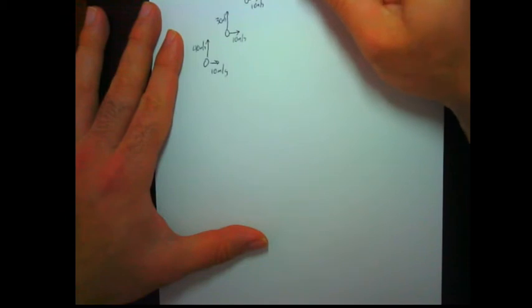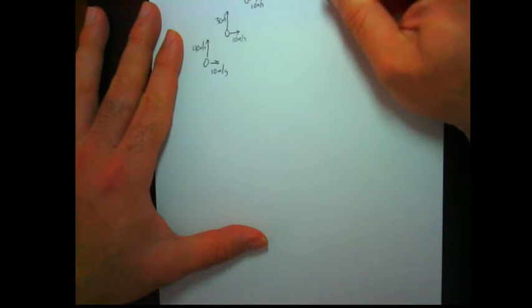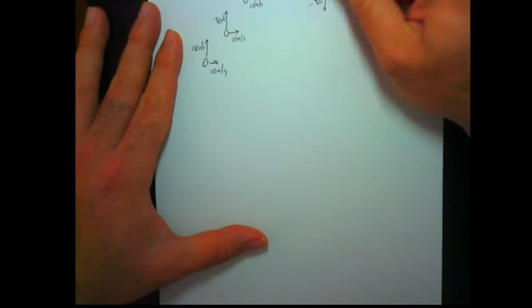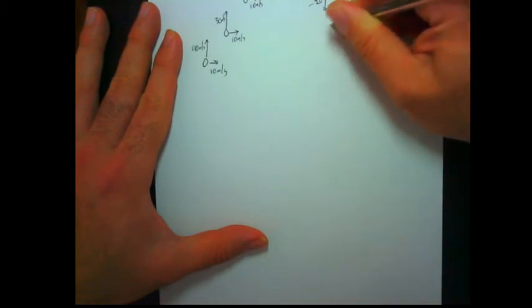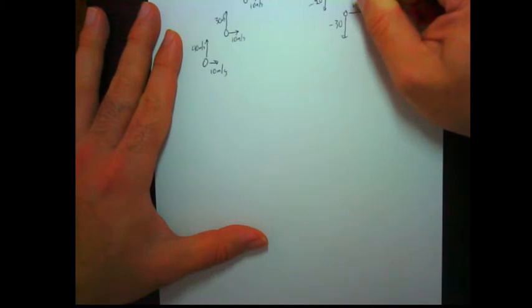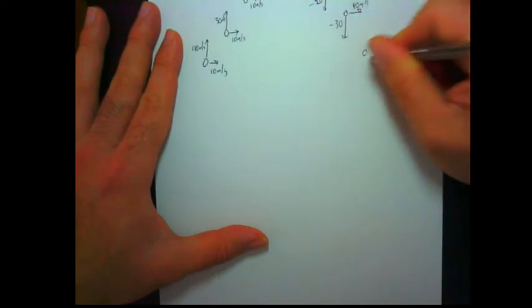And then we have the opposite occur: negative 10 meters a second, 10 meters per second horizontal, negative 20 meters per second, 10 meters per second, negative 30 meters per second, 10 meters per second, and negative 40 meters per second.